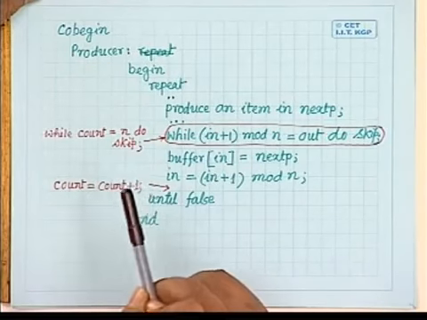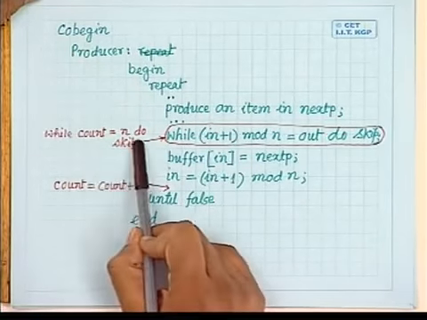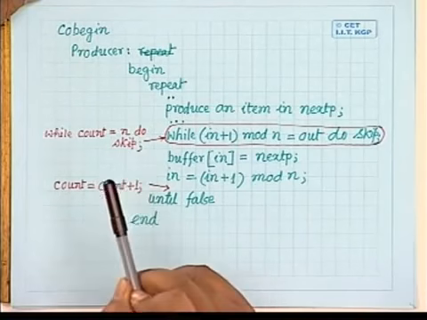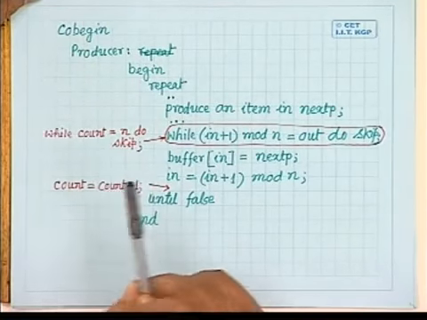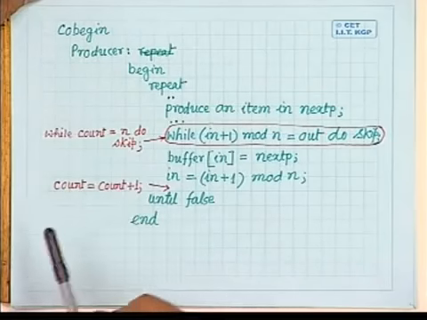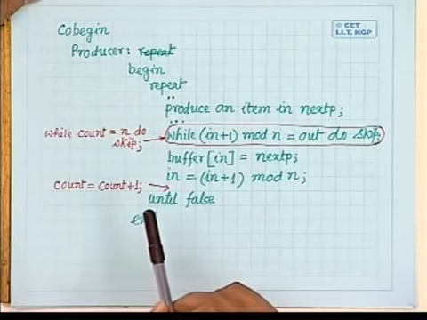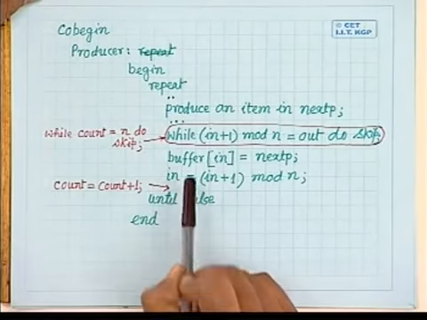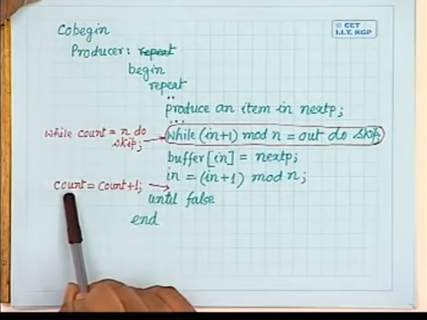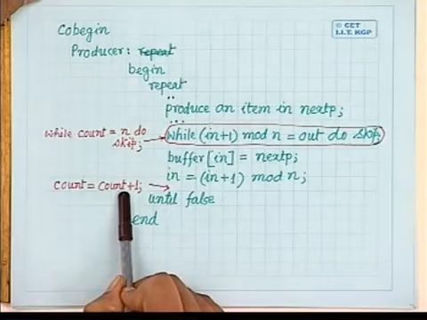Okay. Now whenever the producer process finds that the count is less than n, that means there must be at least one location empty in the buffer where the new item can be placed. So the producer process places the new item into the buffer, and after placing the new item into the buffer, it increments the value of the count by 1.